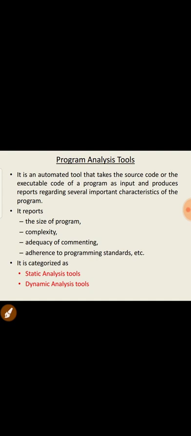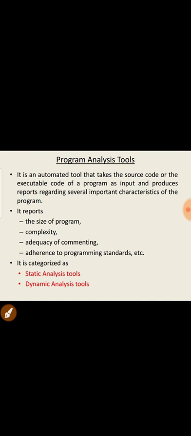Then third is adequacy of commenting, meaning how many comments are used by the developers in the coding. Fourth is adherence to programming standards, etc. Adherence to programming standards means whether all the programming standards or coding guidelines which we have discussed are followed during the development or coding phase. So these are the four characteristics produced as output by program analysis tools after analyzing the source code or executable code.